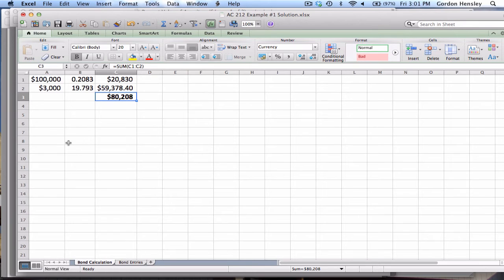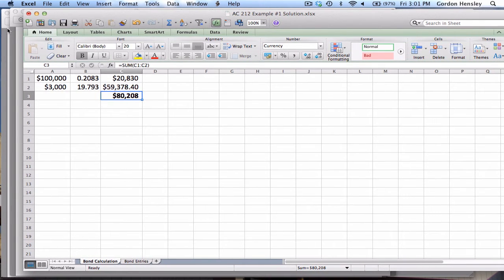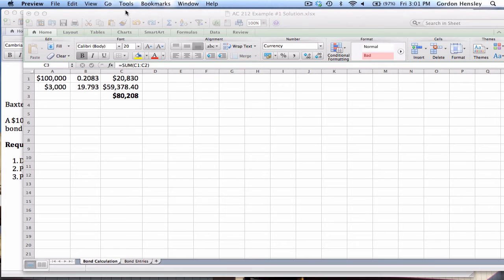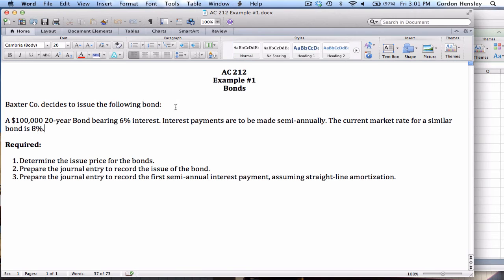Now, whenever I do a present value calculation, one thing that's a good thing to think about is to double check to make sure that your answer is correct. And there's different ways that you can do that. The best way is to look at the interest rates. If you go back and look at the information that I was given, contract rate is 6%, market is 8%.